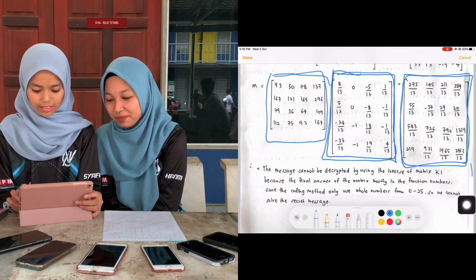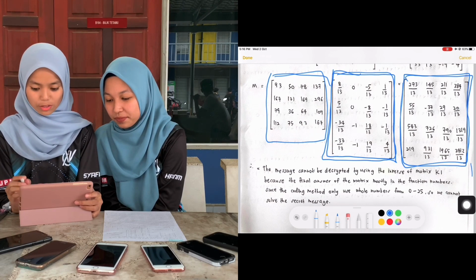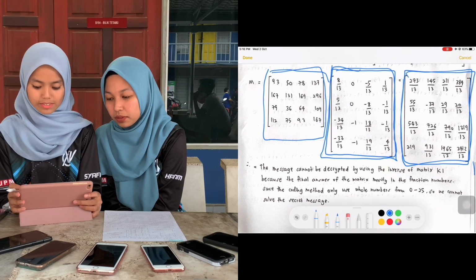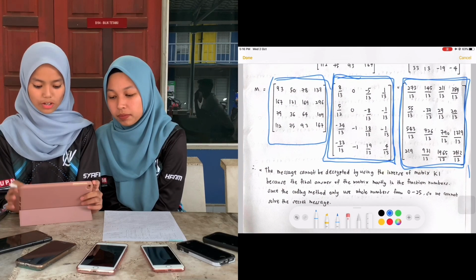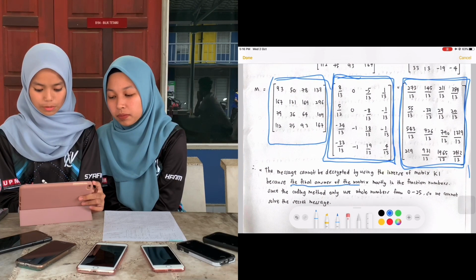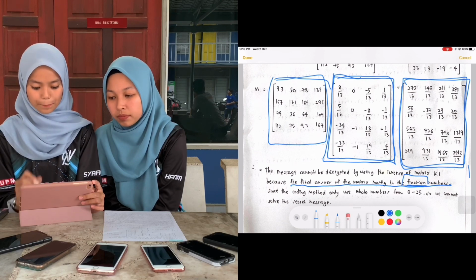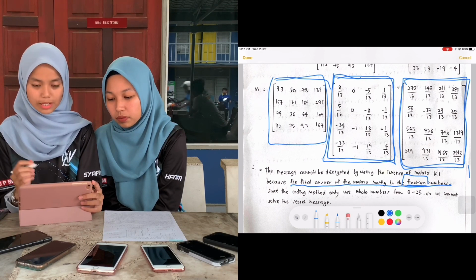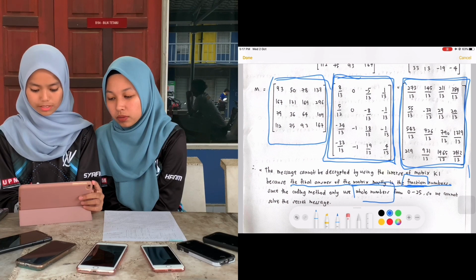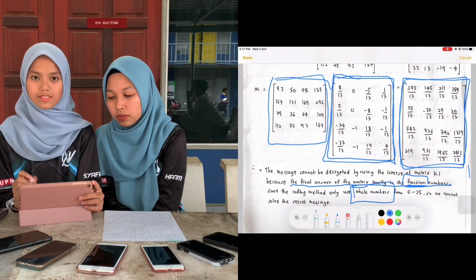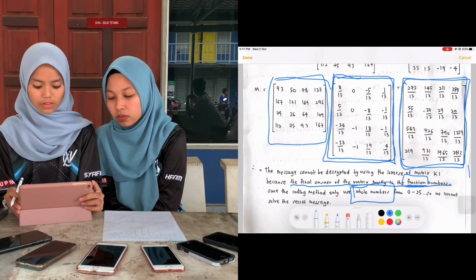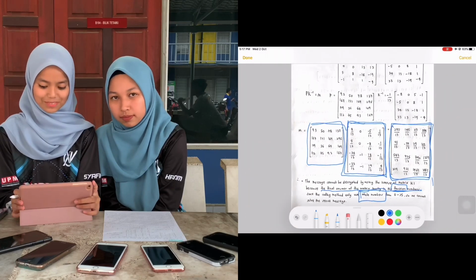So the message cannot be decrypted by using the inverse of matrix K because the final answer of the matrix mostly is fraction numbers. Since the coding method only uses whole numbers from 0 to 35, we cannot solve this secret message. So we move to the next question.